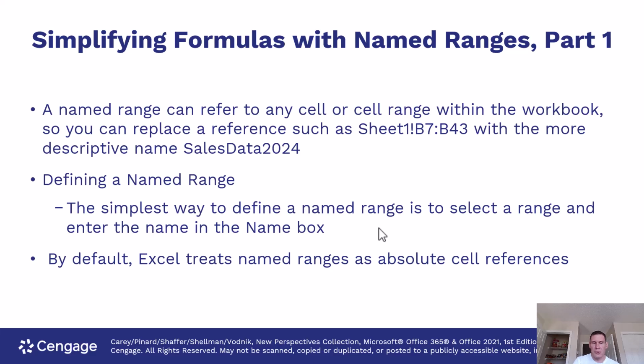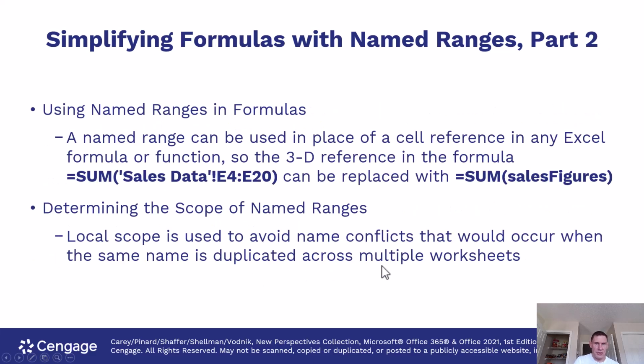By default, Excel treats named ranges as absolute cell references, which of course is a good thing. You can also use named ranges in formulas. A named range can be used in place of a cell reference in any Excel formula or function. So the 3D reference in the formula, in this example, SUM sales data E4:E20, can simply be replaced with equals SUM sales figures. Again, easier to find, more intuitive.